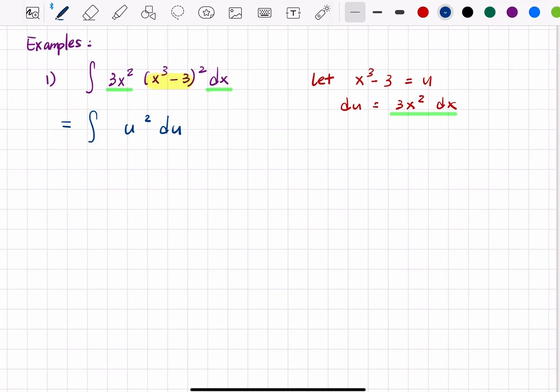Now to integrate this one, we just use the power rule: 1 over 3 times u to the 2 plus 1, du. But we do not want u, so we're going to have (x cubed minus 3) to the third power over 3 plus c. And that is our answer for the first problem.